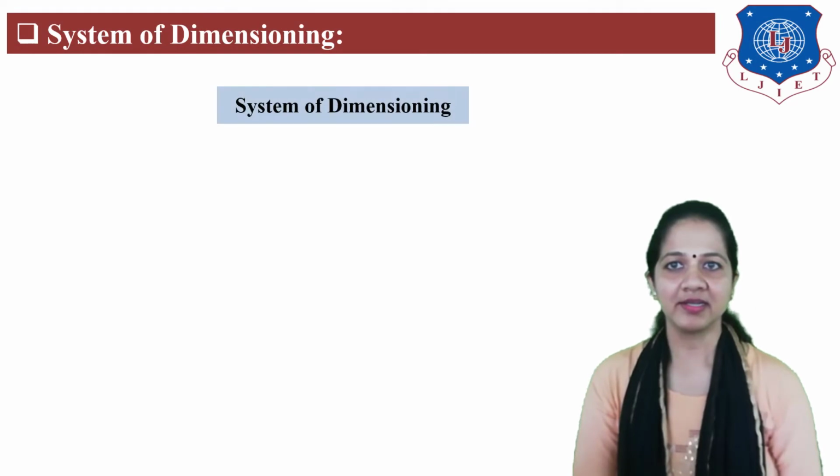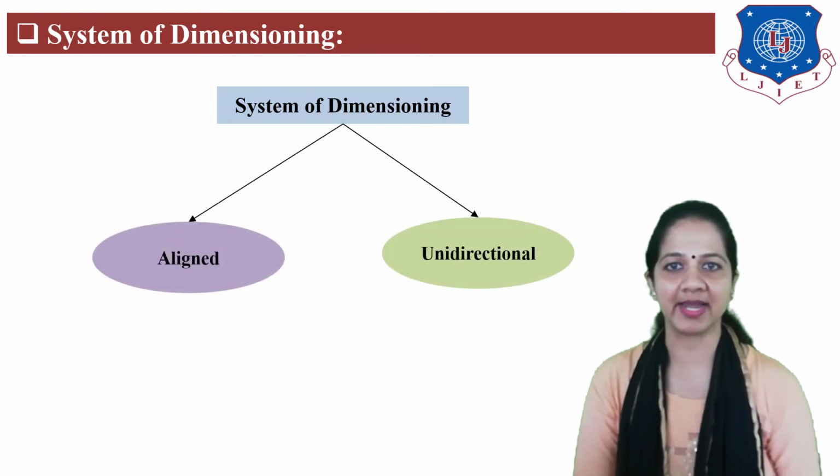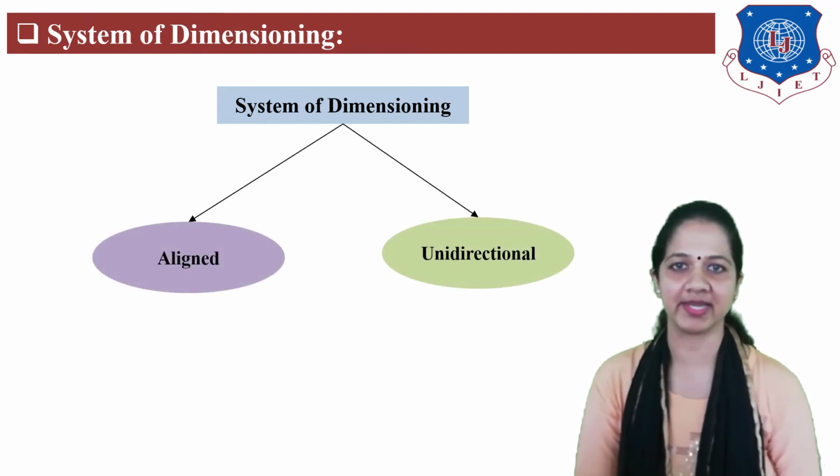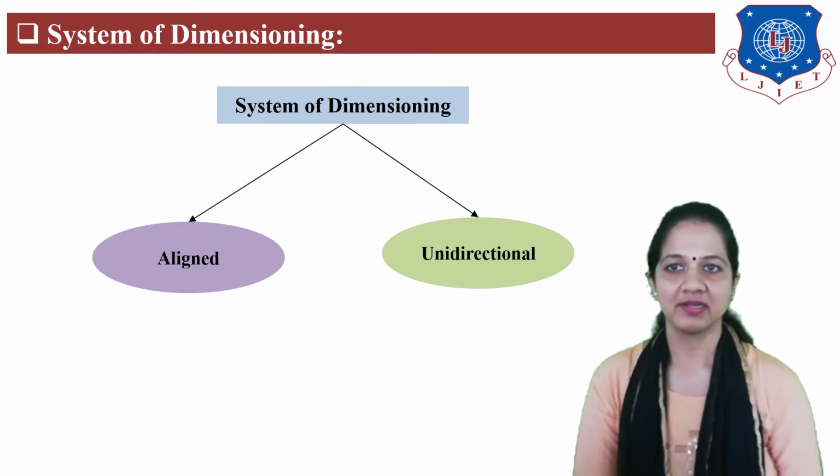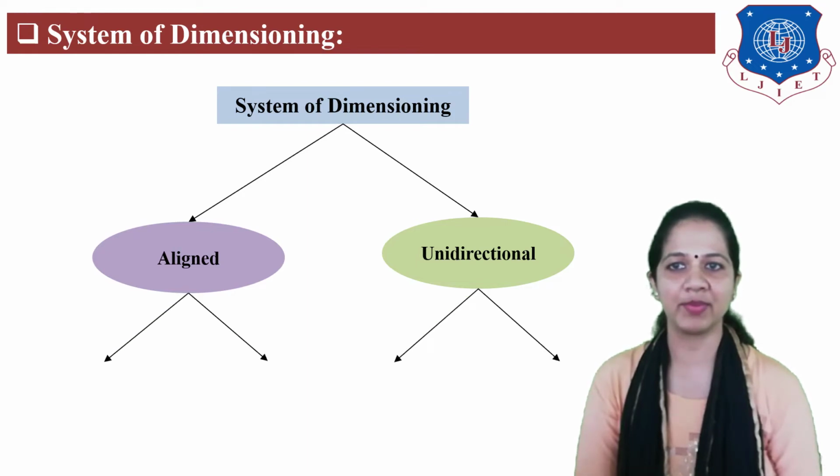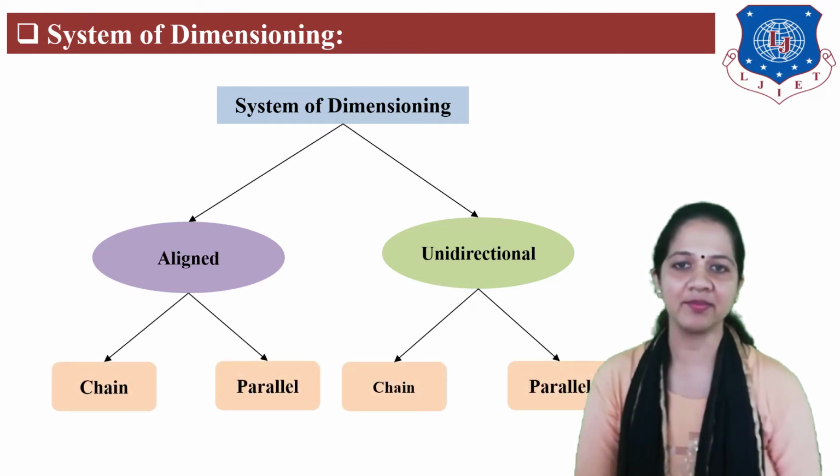There are two types of system of dimensioning. One is aligned and the second is unidirectional. In both the aligned and unidirectional systems of dimensioning, we can apply chain and parallel dimensioning, or we can also combine chain and parallel dimensioning.